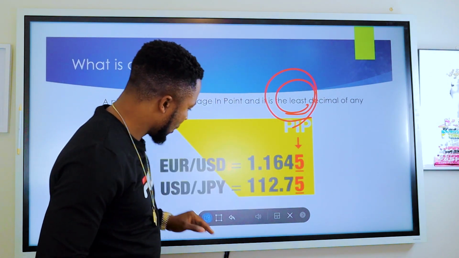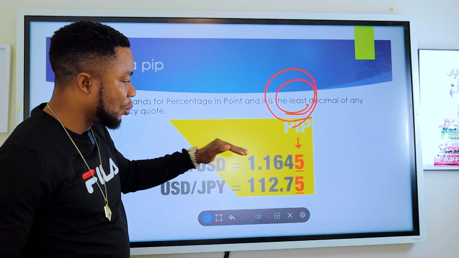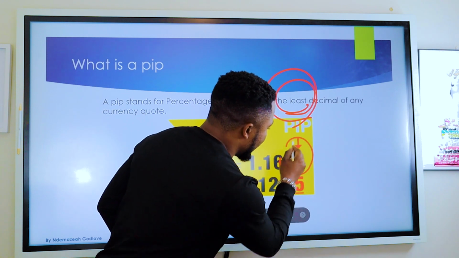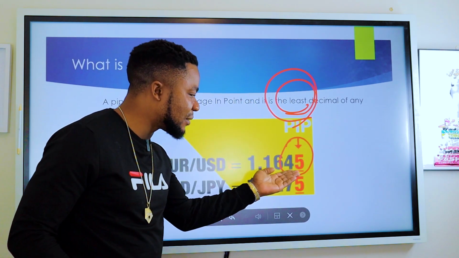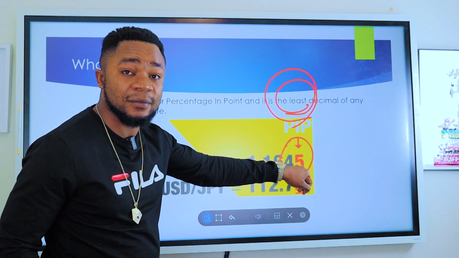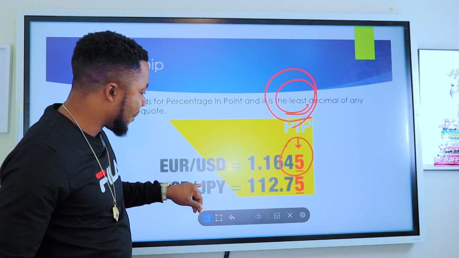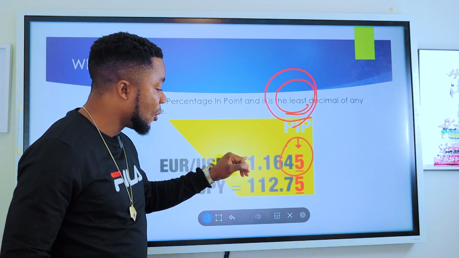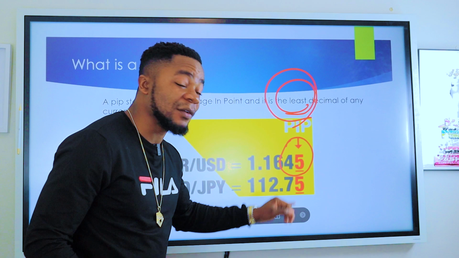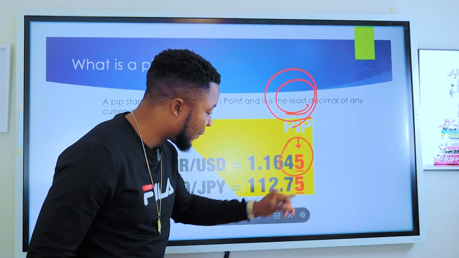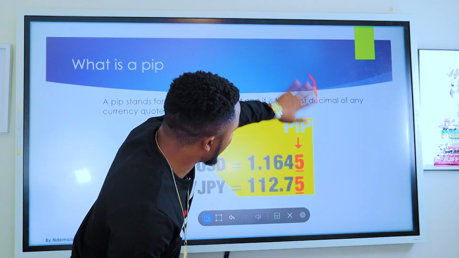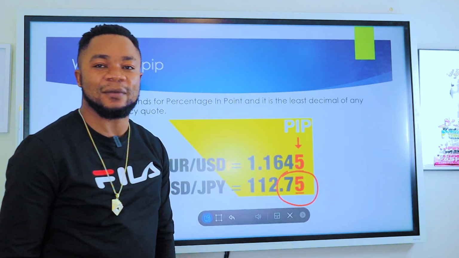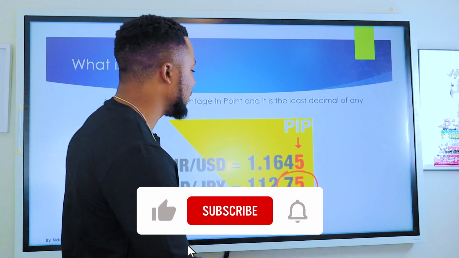This is our currency quote. On this first one, EUR/USD, which of these digits is the least decimal? The least decimal here is 5, as simple as that. The PIP value here is 5. And if we take USD/JPY, the Japanese yen, instead of having 1 point something, we have 112.75. On this second quote, which is the least decimal? The least decimal here is 5. Simple as that.